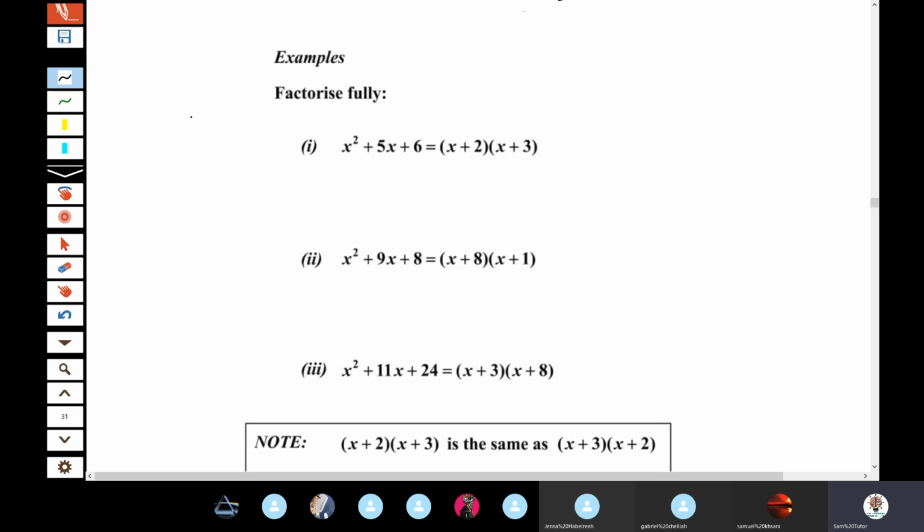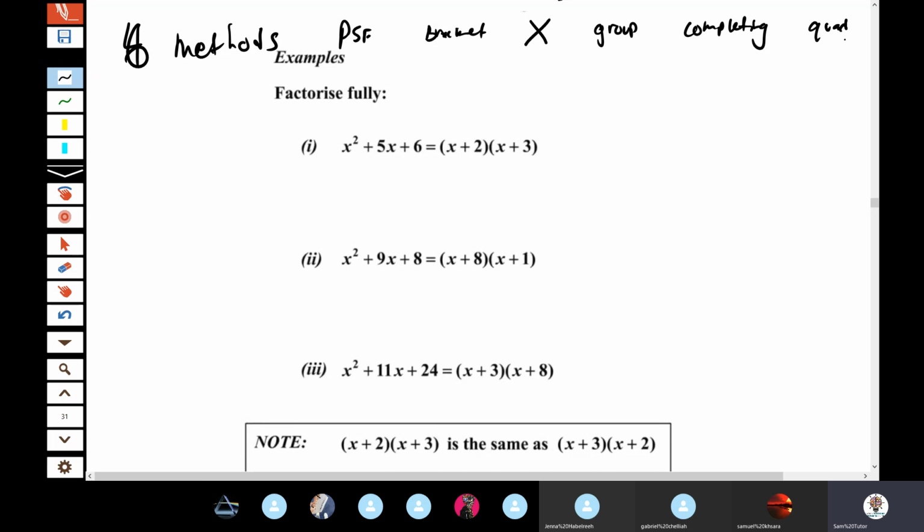All right, you guys, let's do this. So there's about 4 different methods. There's the PSF method. There's the bracket method. There's the cross method, and then there's grouping in pairs. So there's a few different methods that you could use for factorizing. There's completing the square. There's actually more than 4 methods. There's probably 6 now that I think about it.